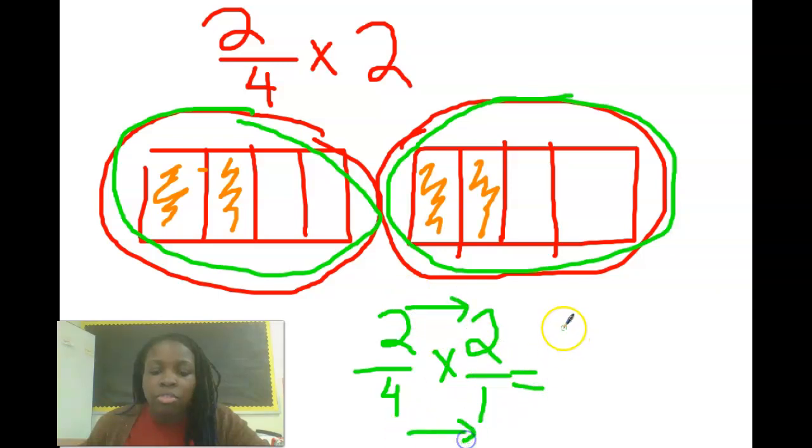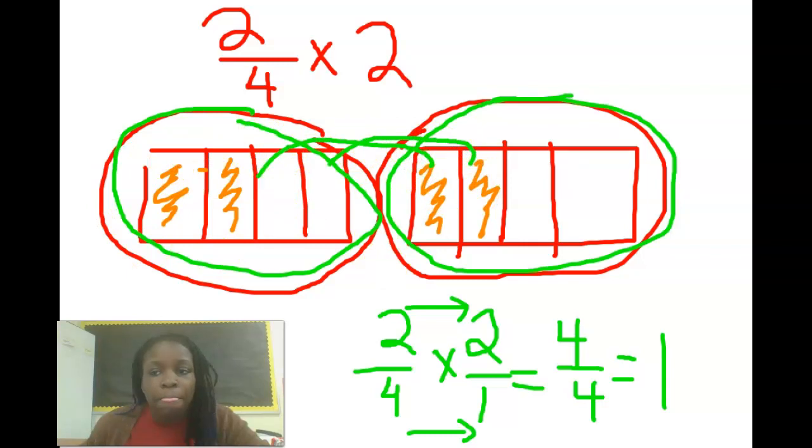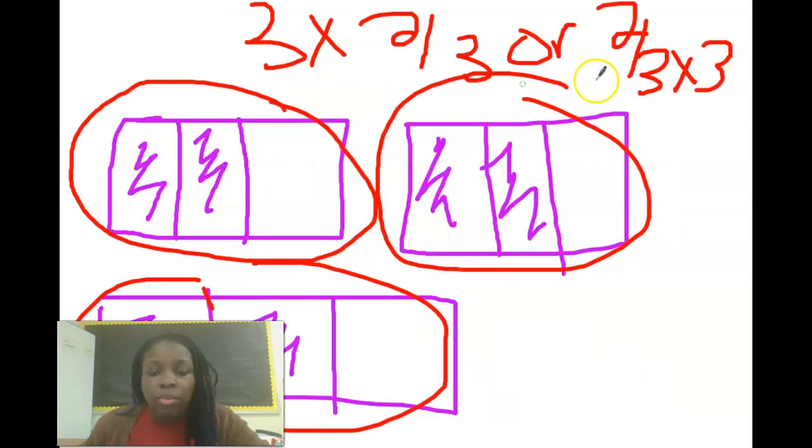So 2 times 2 is 4. Then 4 times 1 is 4. Oh, 4/4 equals 1 whole. And look, if I were to put these together, if I put this one over here and this one over here, this will equal 1 whole. So that's another way to multiply. All right, let's do this one.